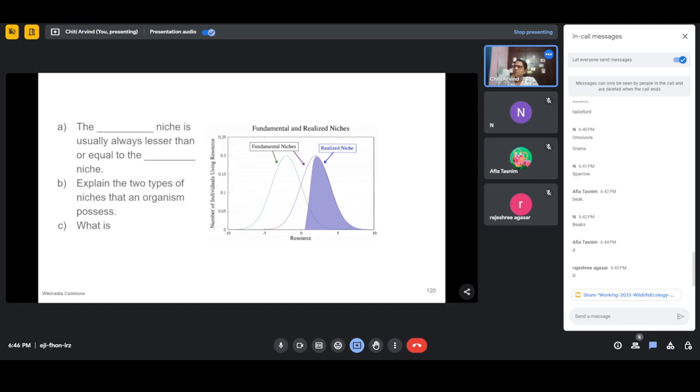Okay, so look at the diagram given alongside. I should have made the figure a little bit larger. Out here you have resource on the x-axis and number of individuals using the resource on the y-axis, and these show two types of niches, right? Can someone tell me what is the definition of a niche? What is really exactly a niche? What are these realized niches and fundamental niches?